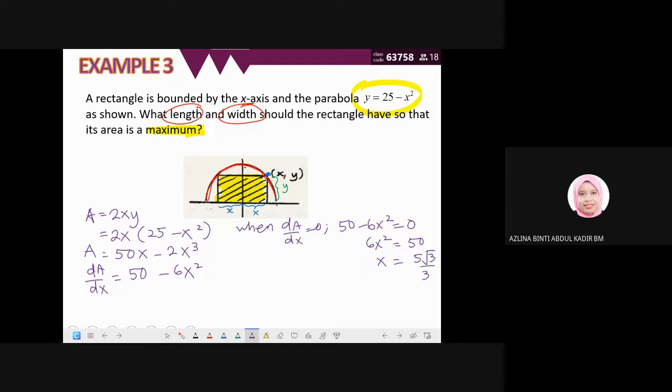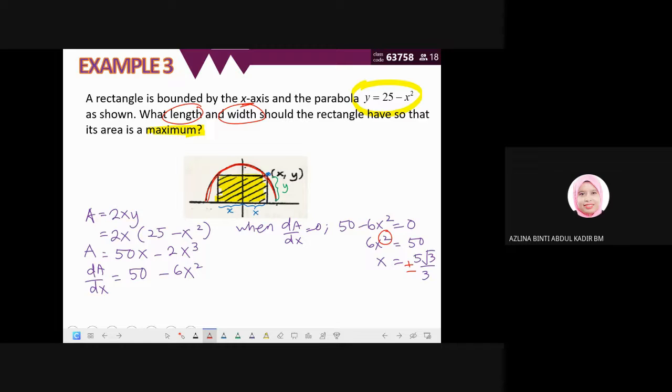Correct? Betul Zuhairi? Siti, betul, Zuraida? Madam, betul. Jangan lupa ada plus minus sebab kuasa 2 kan? Okay, so x is equals to two values of x, plus minus 5 root 3 over 3.